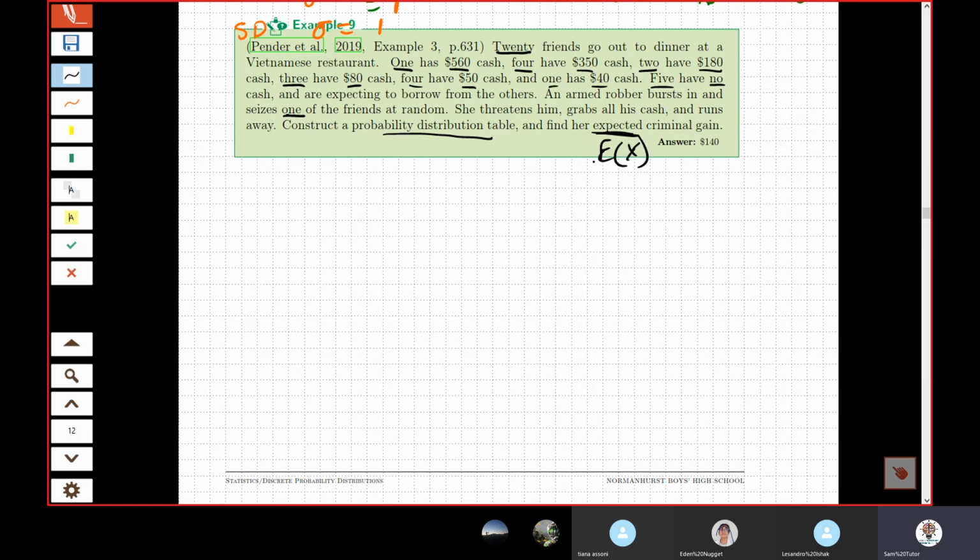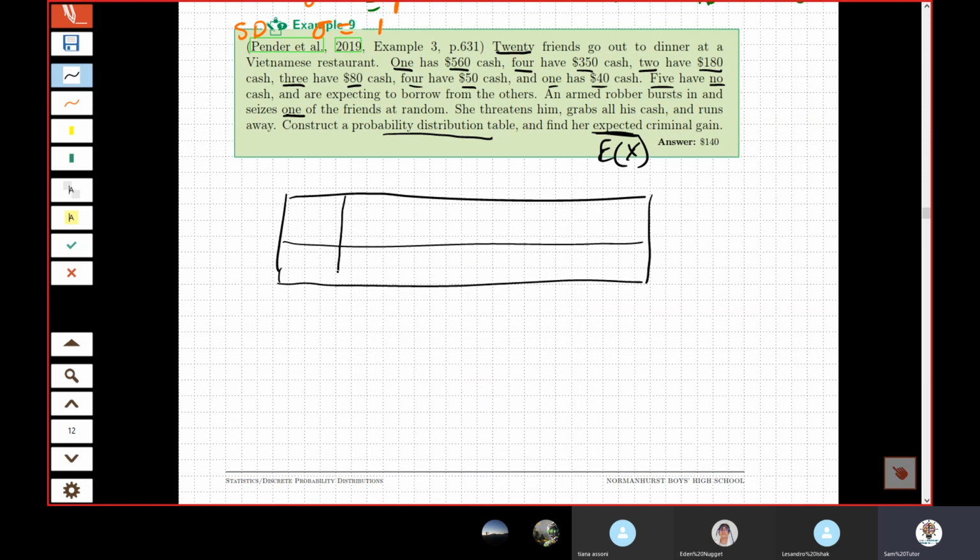Right, when you see the word expected, you think of E of X. So again, our table looks something like this. This is X. This is the probability that it occurs. What do we have? We've got $560. We've got $350. I should usually be increasing, but it doesn't really matter. 180. I've got 80, 50, and 40. And $0.